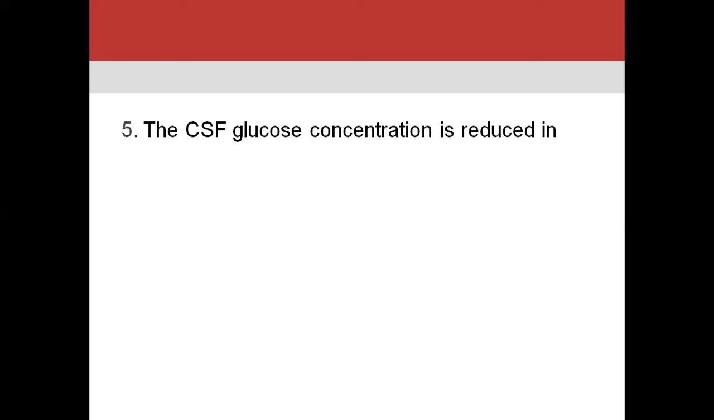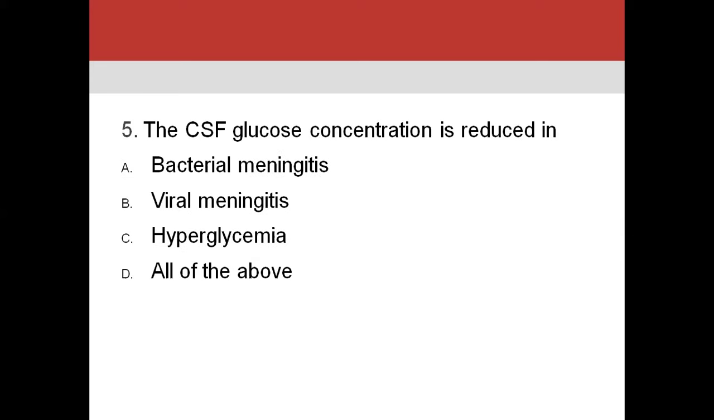Next question, the CSF glucose concentration is reduced in: option A, bacterial meningitis; option B, viral meningitis; option C, hyperglycemia; and option D, all of the above. So here the right answer is bacterial meningitis. In the case of bacterial meningitis, that is acute meningitis or pyogenic meningitis, the CSF glucose concentration is reduced.